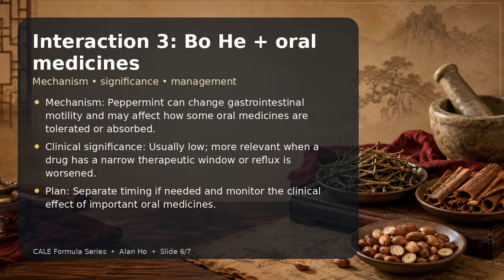Interaction 3 is Bo He plus oral medicines. The mechanism is peppermint can change gastrointestinal motility and may affect how some oral medicines are tolerated or absorbed. The clinical significance is usually low, more relevant when a drug has a narrow therapeutic window or reflux is worsened. My management plan is separate timing if needed and monitor the clinical effect of important oral medicines.